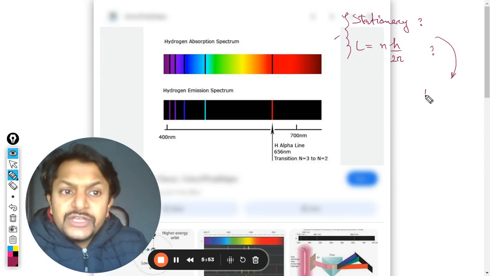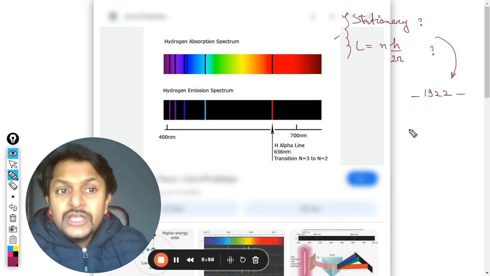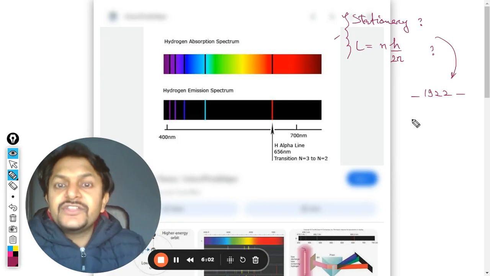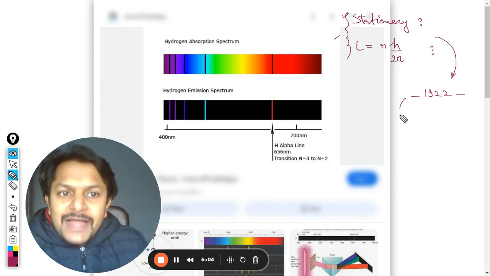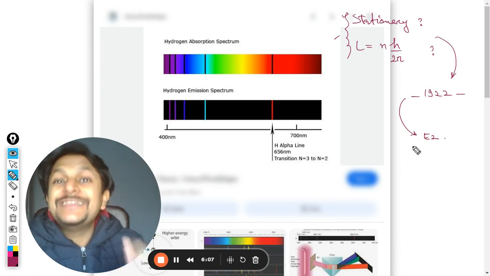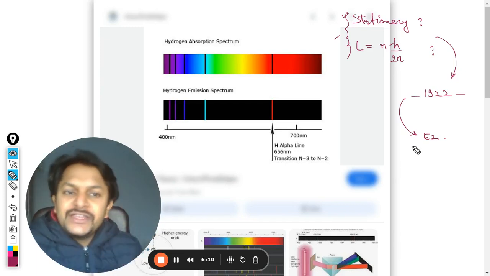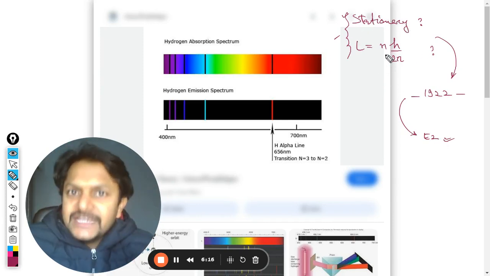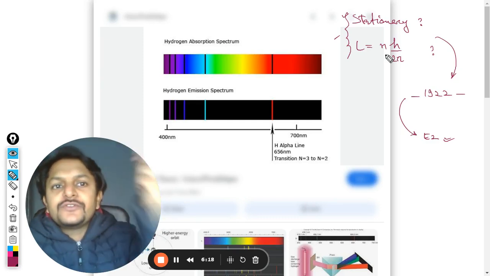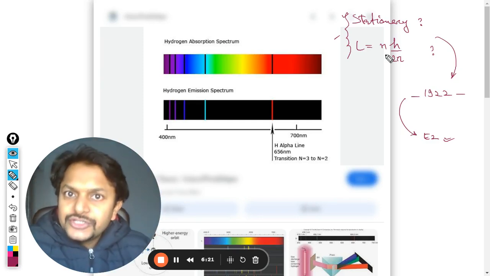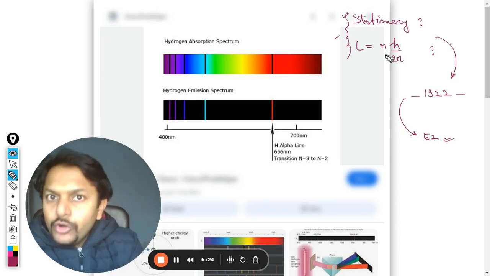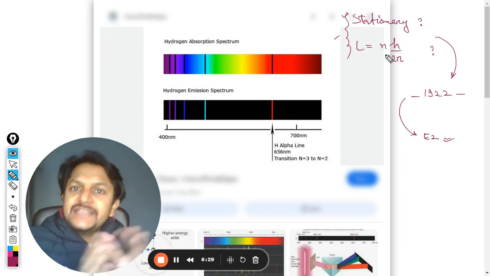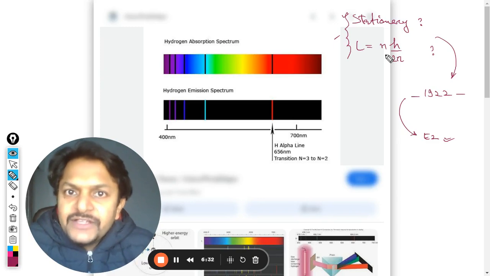This supporting theory came into being only in 1922 when Louis de Broglie came into picture, and he gave the theory about matter waves. Matter waves is a topic that we are going to cover in E2, so don't worry. He gave a supporting theory for this phenomenon, why the angular momentum is given by nh by 2 pi, and why the concept of stationary orbit is valid. That was not given by Bohr, but by Louis de Broglie in 1922. So that we will see in E2. So these were two major takeaways from Bohr's theory.